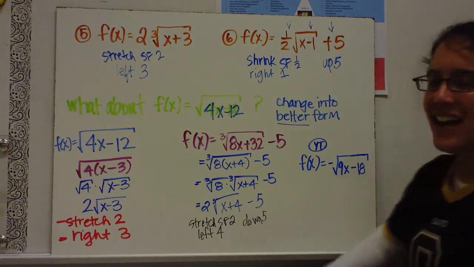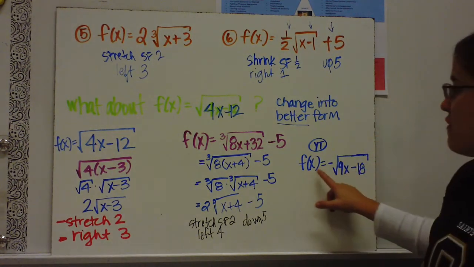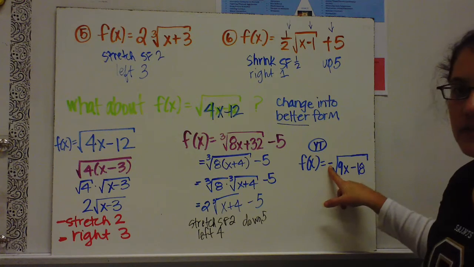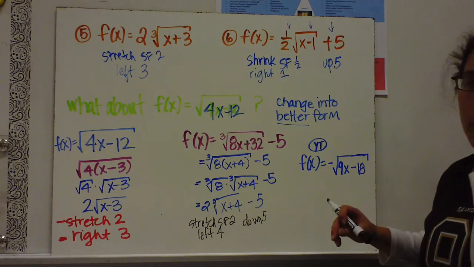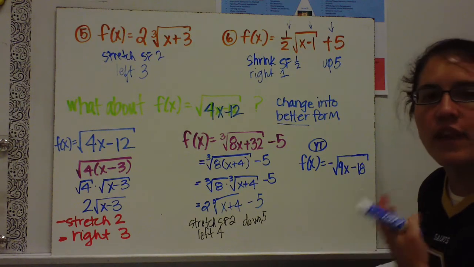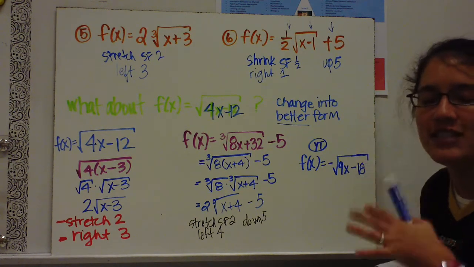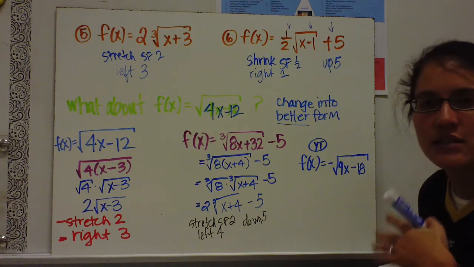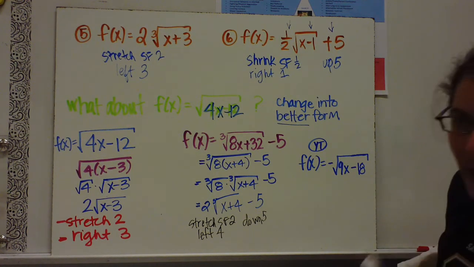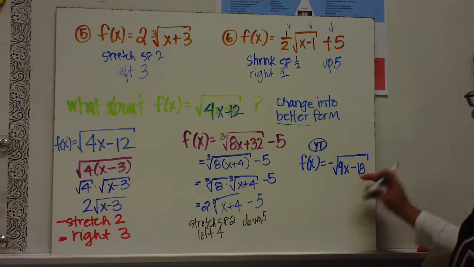Okay? Now you try this one on your own. F of x equals negative square root of 9x minus 18. So I want you to change this into a form that you can describe the transformation and then pick out the transformations. Press pause and then press play when you're ready to see the answer.